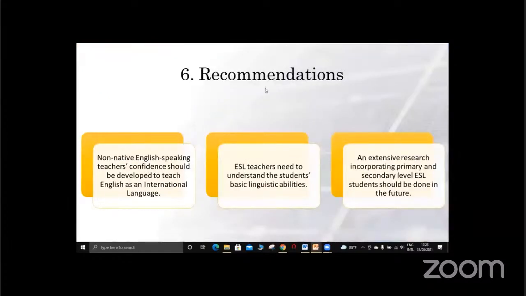In order to empower non-native English speaking teachers, certain recommendations are made at the end of the study, in that their confidence should be developed to teach English as an international language, as the study validates the claim that native speakers' accent is not superior to non-native speakers' accent. For that, ESL teachers need to understand the students' basic linguistic abilities in developing listening materials.